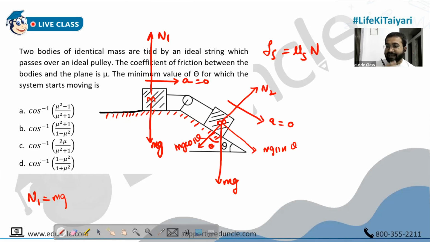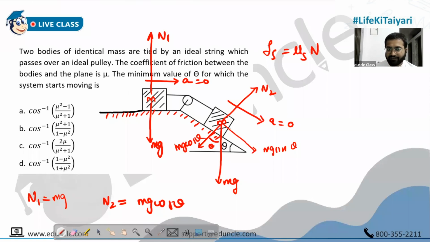This is a mistake which I made in my first attempt at solving, during my times. I did this in 2017 in one of the practice papers. So N2 is actually mg cos theta. It's not mg, it's mg cos theta. And mg sin theta is the one which is going to make them accelerate. So obviously the frictions will be different.